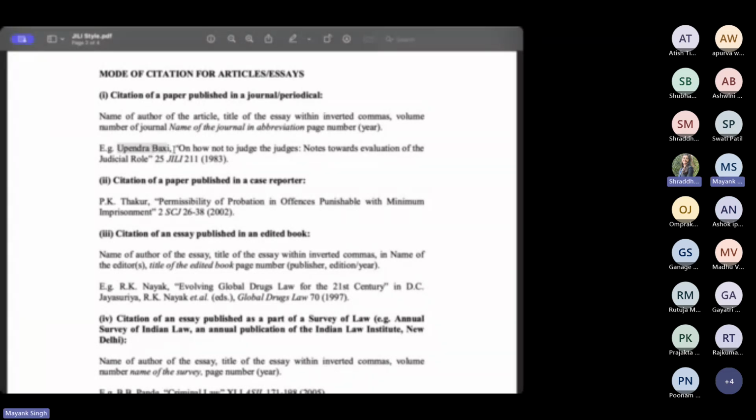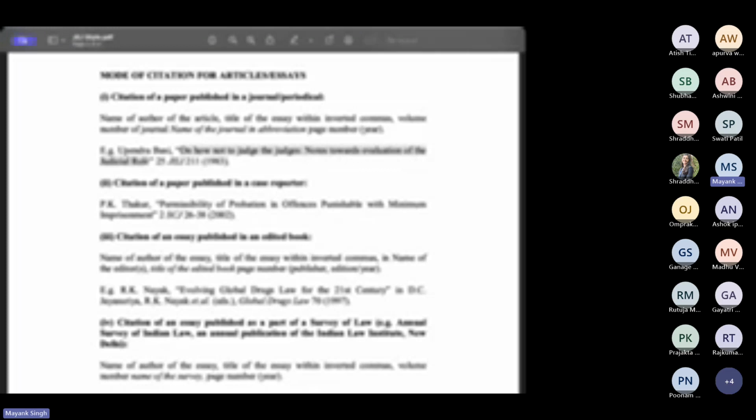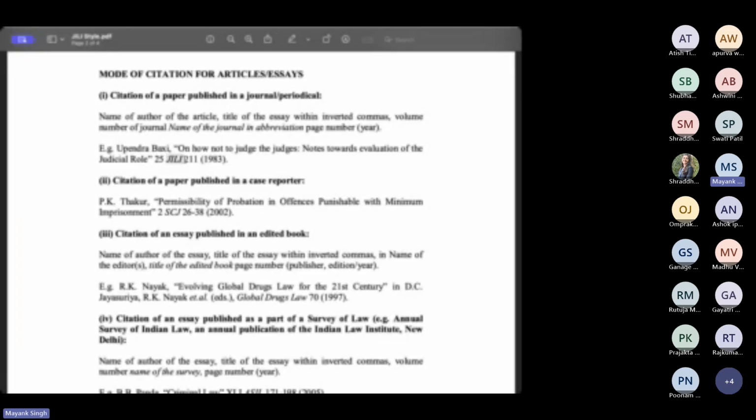So this is the name of the author, Upendra Baxi. You must have known about him. He is the living legend of the law. Then next is the title, On How Not to Judge the Judges: Notes Toward Evaluation of the Judicial Role. That is the name of the article. That is a very good article. You can go and read it also. And it is 25. Name of the journal in abbreviation, that is JILI, the Journal of the Indian Law Institute. Then 211 page number, then the year in bracket.